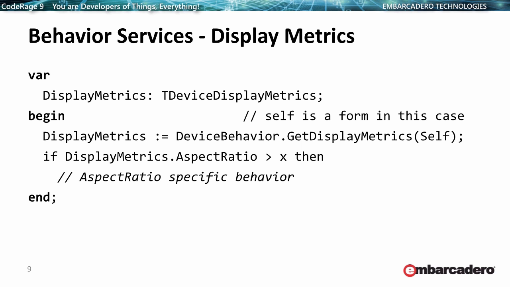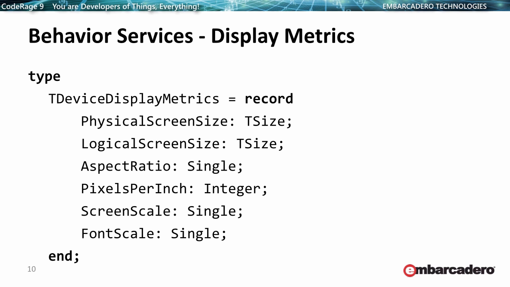Here's an example using display metrics. We get the display metrics from the device behavior and check for the aspect ratio, and then we do different behaviors depending on what the aspect ratio is. This is what the record of display metrics looks like as far as what it contains.